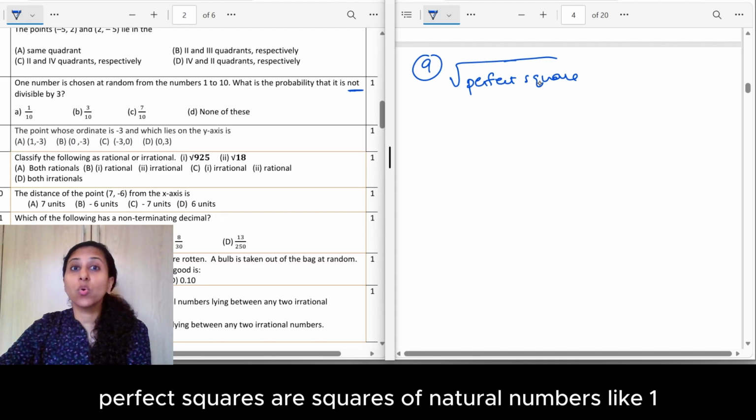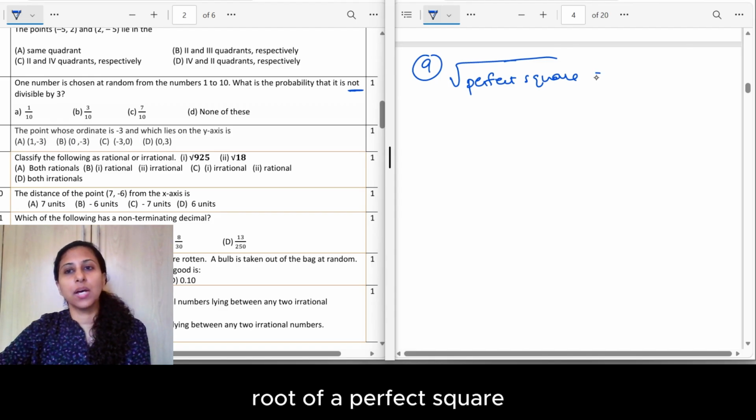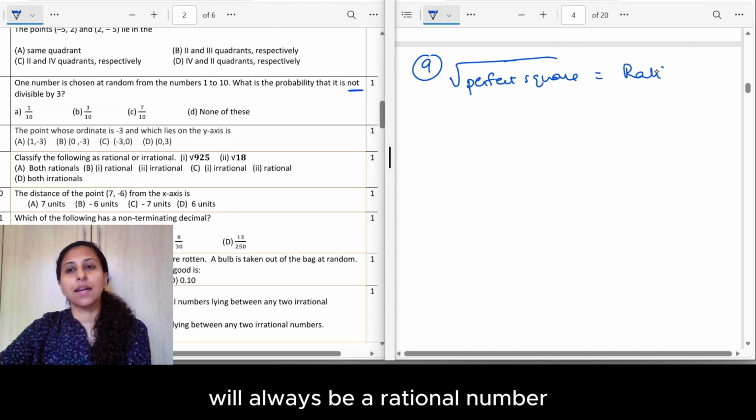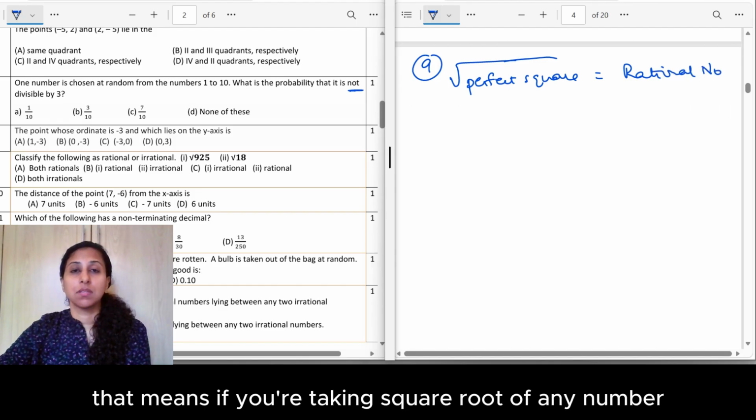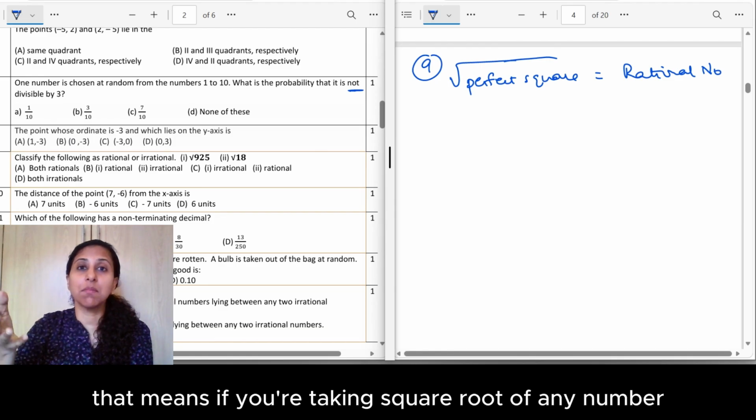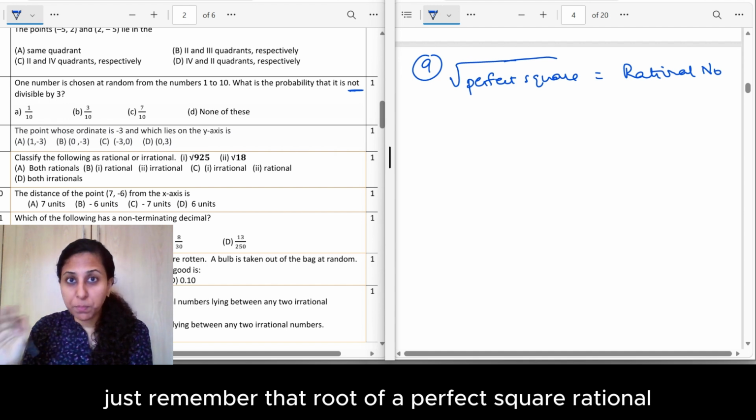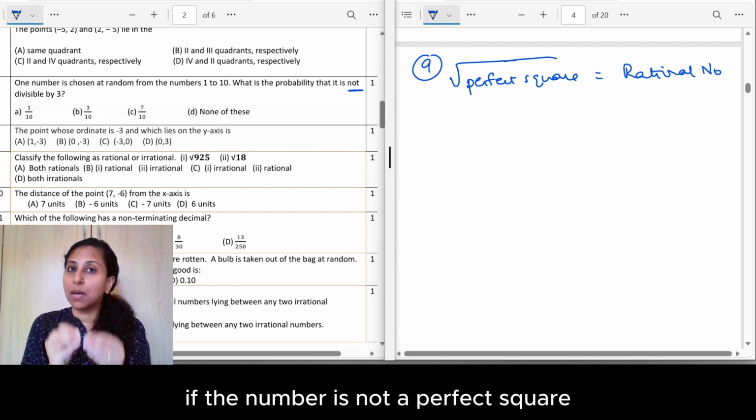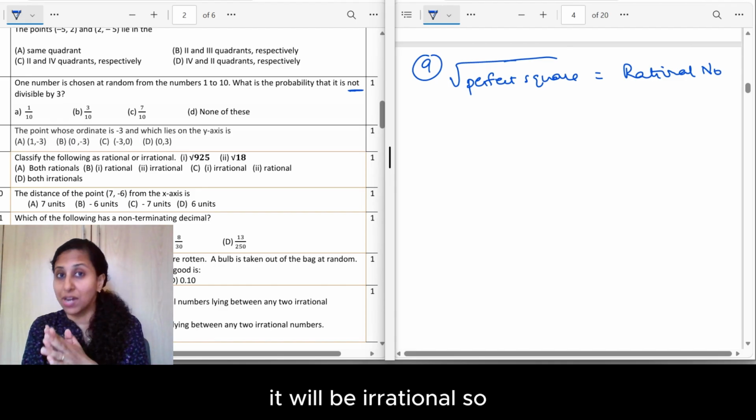Perfect squares are squares of natural numbers like 1, 4, 9, 16, 25. These are all perfect squares. Root of a perfect square will always be a rational number. All other numbers, that means if you're taking square root of any number which is not a perfect square, that will 100% be irrational. Just remember that. Root of a perfect square, rational. If the number is not a perfect square, when you take the square root, it will be irrational.